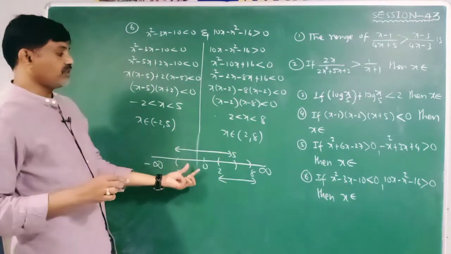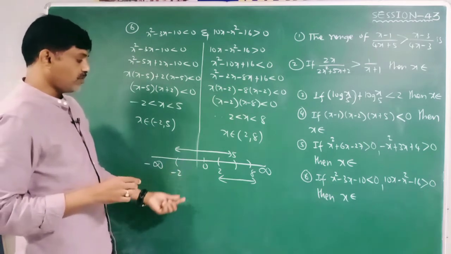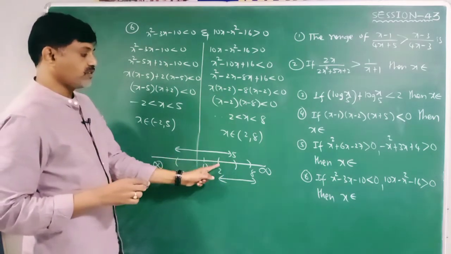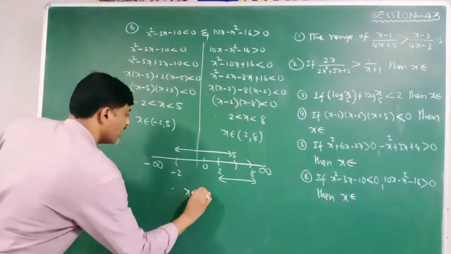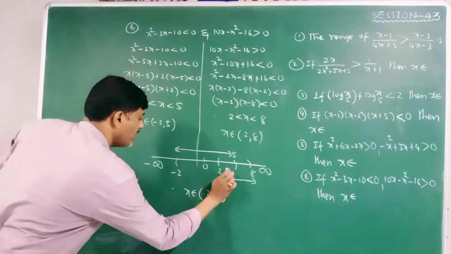Now in this we have to write a common solution. Where is it common? Very clear. 2 to 5 is the common solution for these two quadratic inequations. Clearly x belongs to (2, 5).